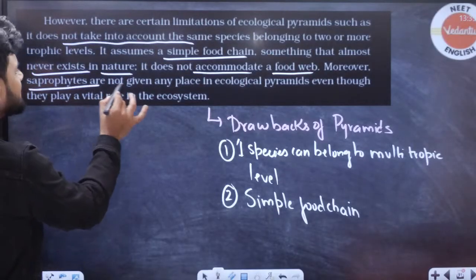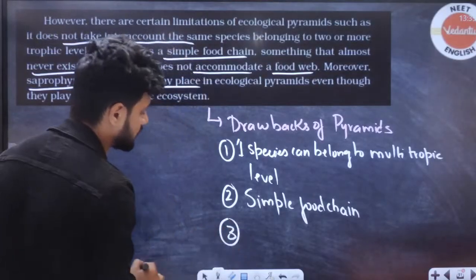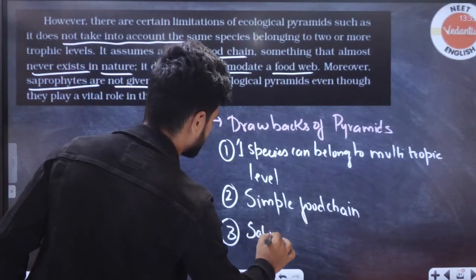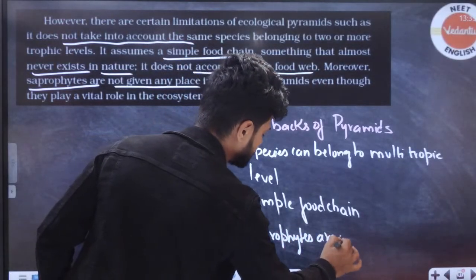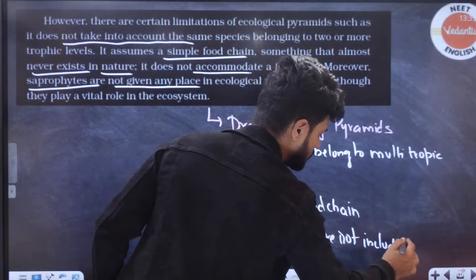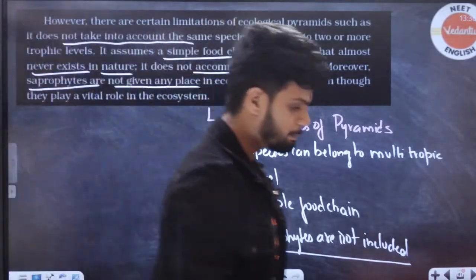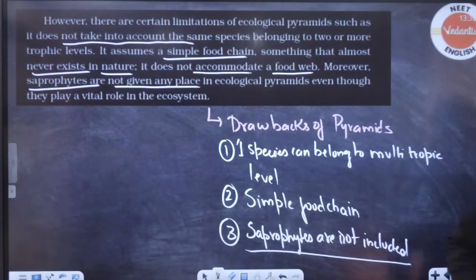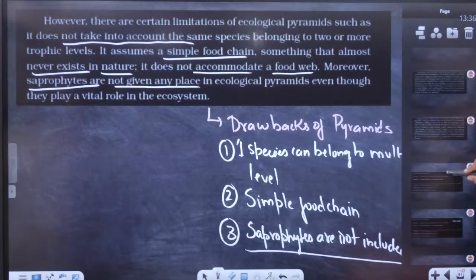Moreover, saprophytes are not given any place in ecological pyramids. The third thing is that saprophytes are not included. Those are the three major drawbacks of ecological pyramids, students. Ecological pyramids, done. And with that, students, your chapter is over.